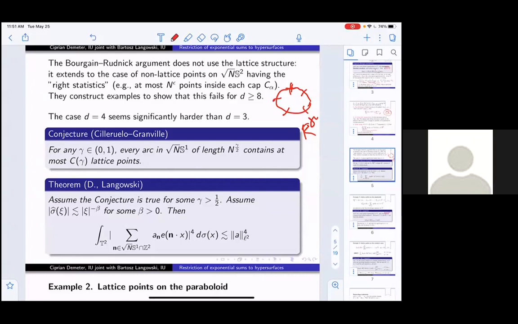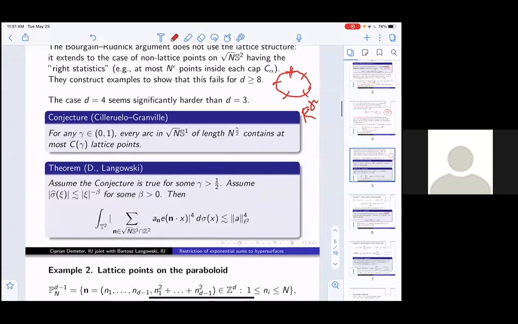So this conjecture seems to be difficult even for gamma equals 1/2. And what I proved with Bartek is that if you look at the circle, there is a hope to improve on the 2.